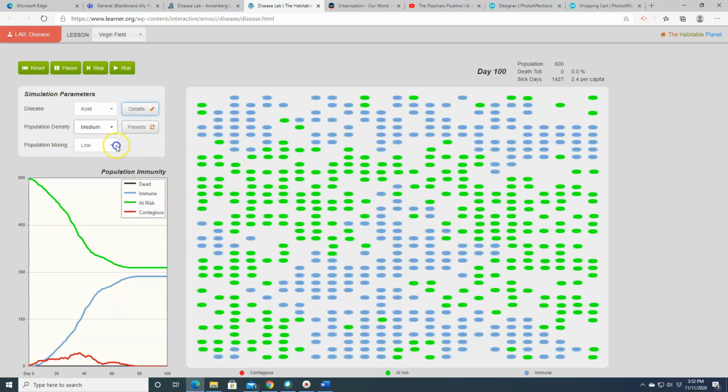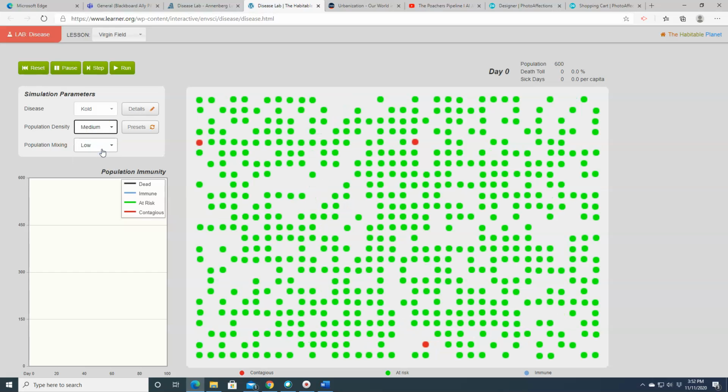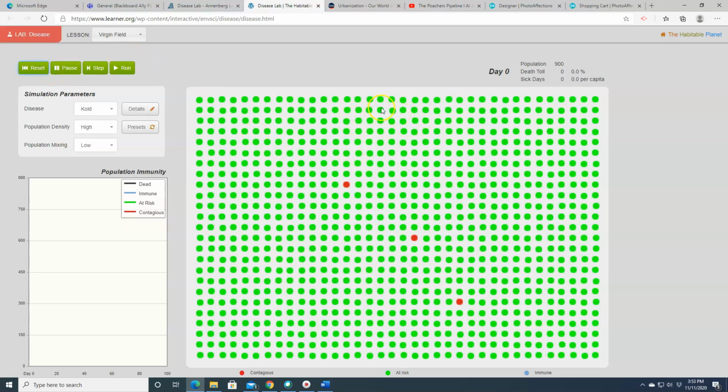Coming back to our simulation, we've got low population, which is 200 people, a medium population, which is 600, and a high population, which is 900. The little green dots represent our population here. So all of these dots, these 900 dots, represent individuals.